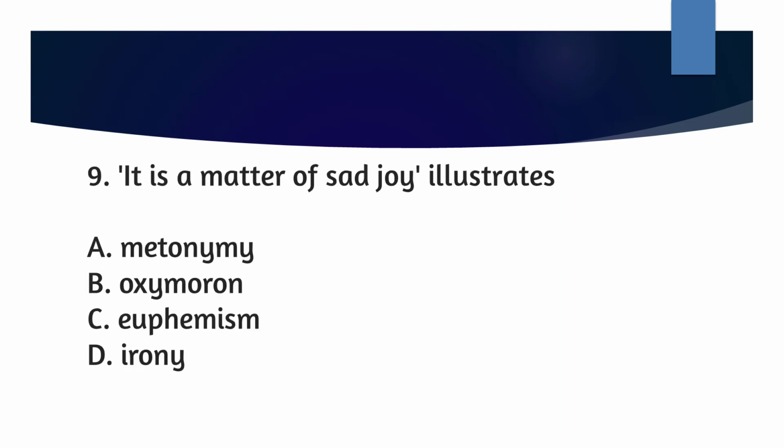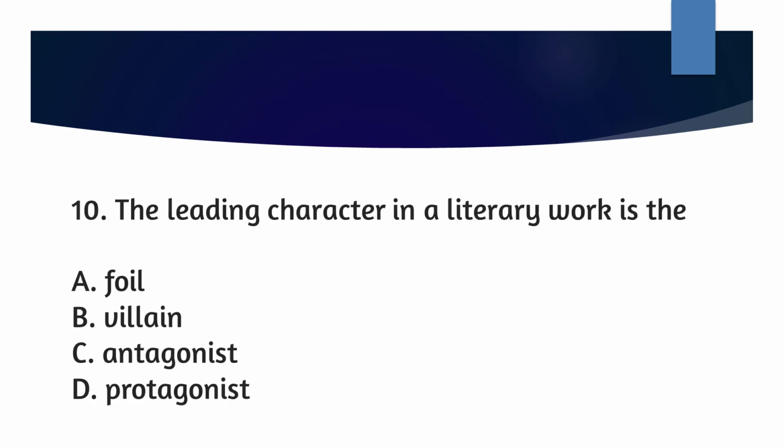Question 9. It is a matter of sad joy illustrates A. Metonymy, B. Oxymoron, C. Euphemism, D. Irony. The answer to this question is B. It is a matter of sad joy illustrates oxymoron.